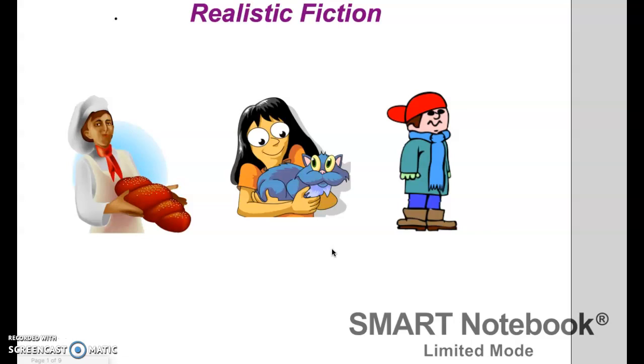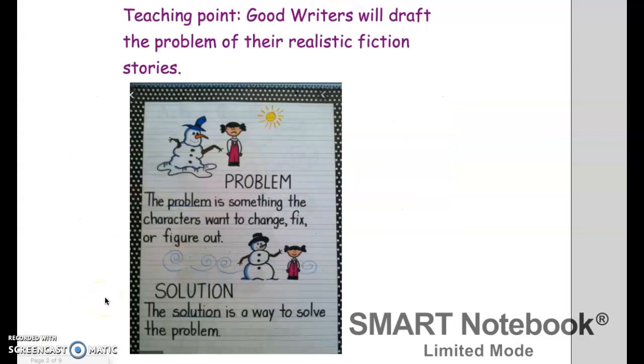So remember, just to review, realistic fiction is something that could really happen. That's why there's the word real in here. So I included pictures of a baker, a little girl with a cat, and a boy, because these are characters that could be in our story. Okay, so remember, no magic, no fantasy, nothing like that. It has to sound like something that could really happen. Okay, so let's get to the teaching point.